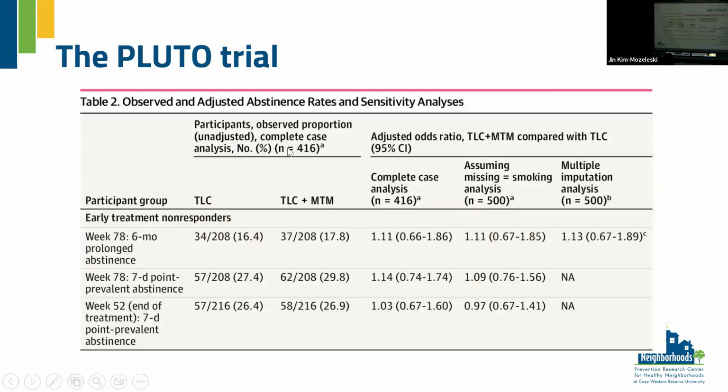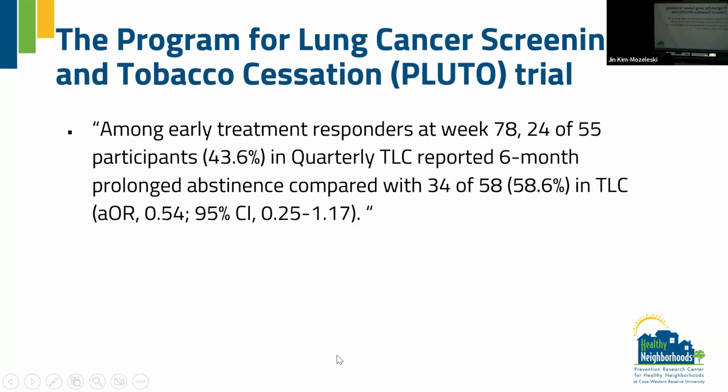So the results, so this is looking just at early treatment non-responders, so the people who didn't respond. They didn't actually really see any difference between if you got TLC or if you added that medication management. None of those odds ratios were significant. So I think that goes to your point of talking about, if you're not ready to change, you might not be ready to make that change. So even additional interventions among non-responders weren't found to be effective.